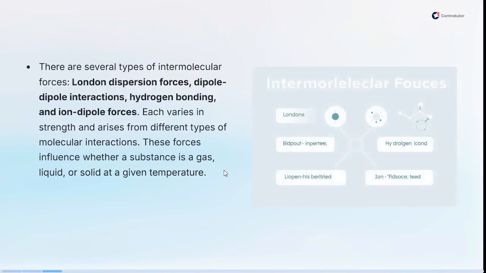There are several types of intermolecular forces: London dispersion force, dipole-dipole interaction, hydrogen bonding, and also ion-dipole forces. These forces vary in strength and arise from different types of molecular interactions. They influence whether a substance is going to be a liquid, solid, or a gas. Just take note, they are the forces that exist between molecules.